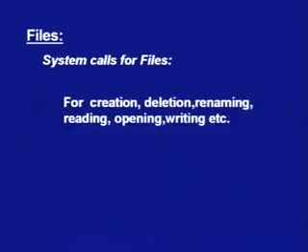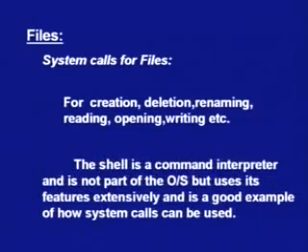Other than the process, we have what are called files. All of us know files. A file is the program where you store it. When you store a program, it becomes a file. And similar to programs or processes, we also have system calls for files, and these are for creating a file, for deleting it, for renaming it, for reading a file, for opening it, for writing, etc. All of us have done these operations.